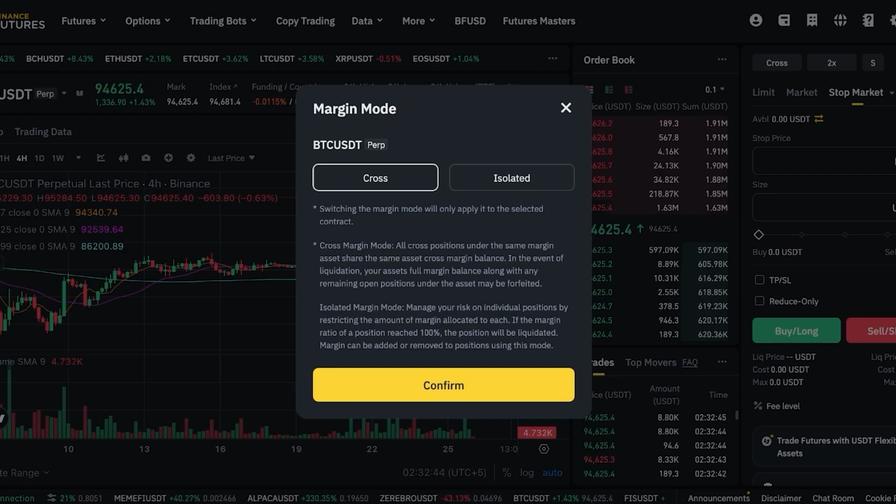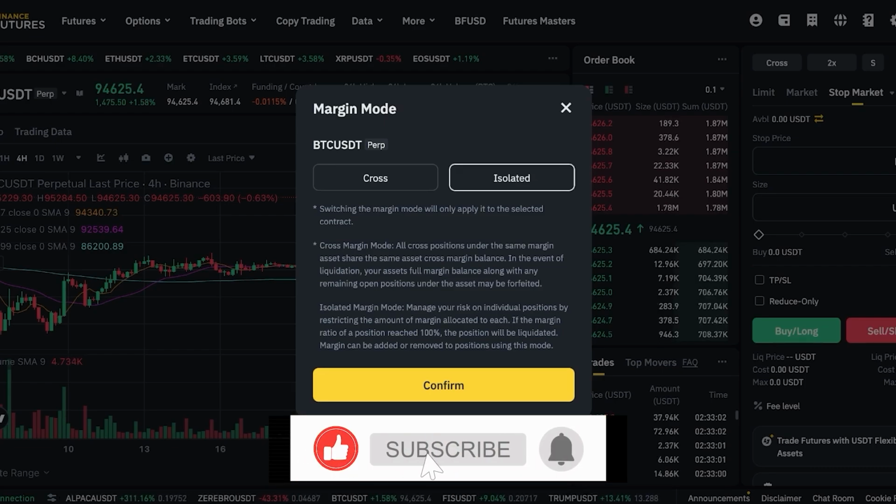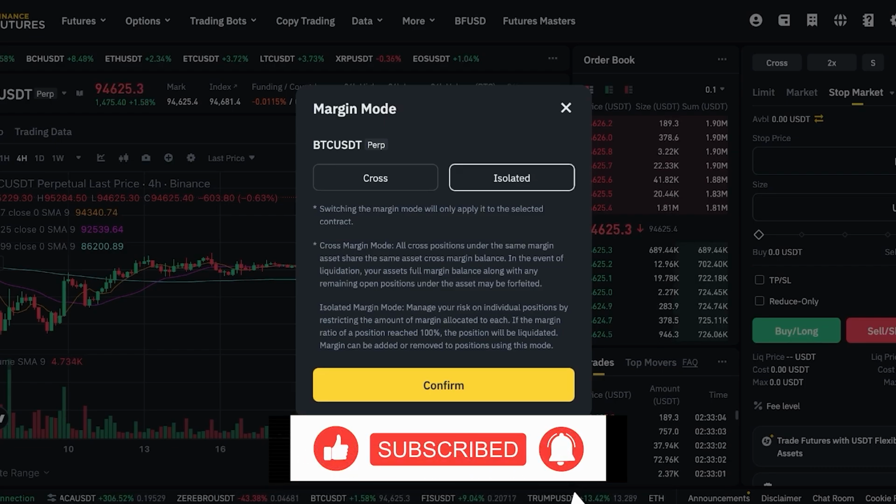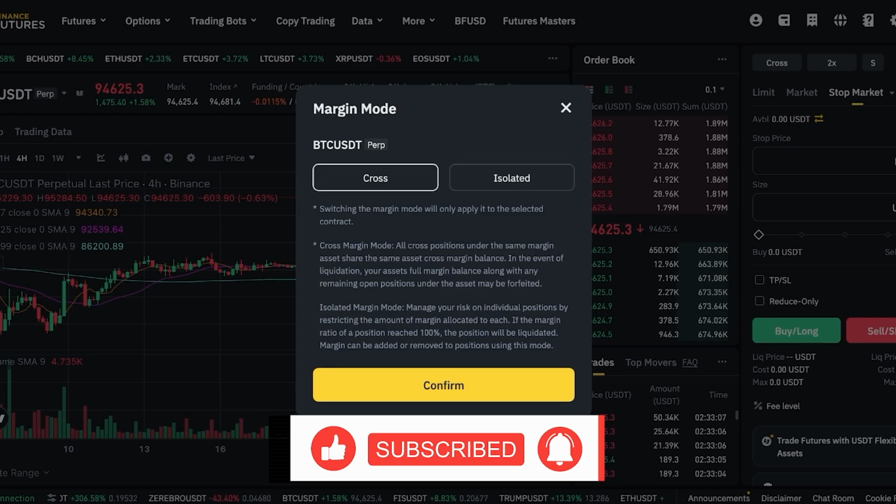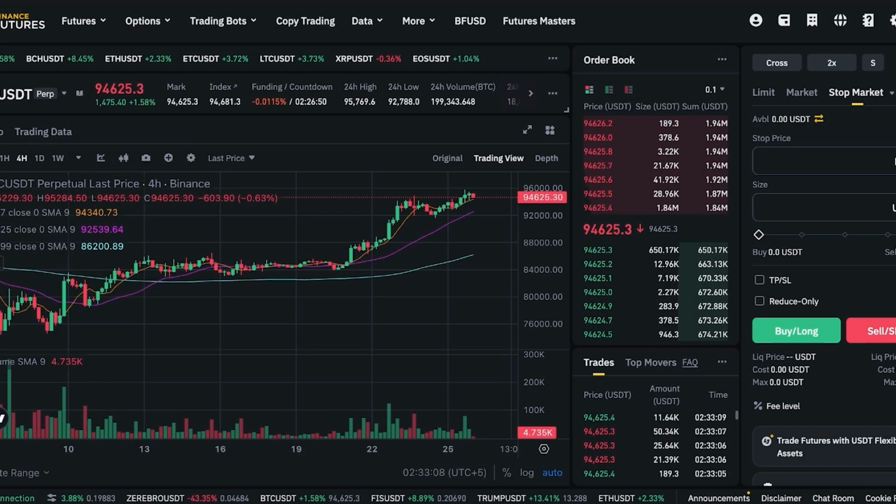Whereas in your isolated margins, you are going to have isolated risk management. So this does risk the amount of margin allocated to each trade, but if the margin ratio of a position is 100%, the position will be liquidated, but margin can be added or removed to positions when you're using this mode. Mostly people are referring to cross margins when they are trading.